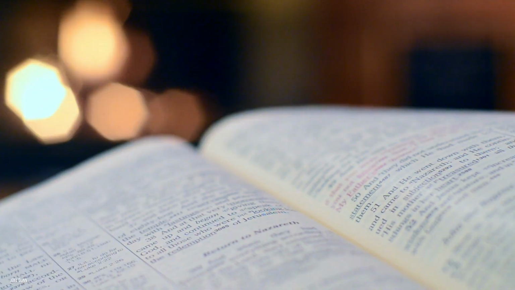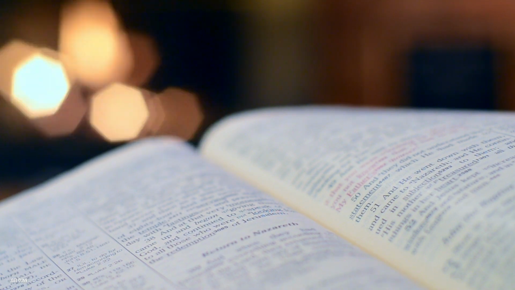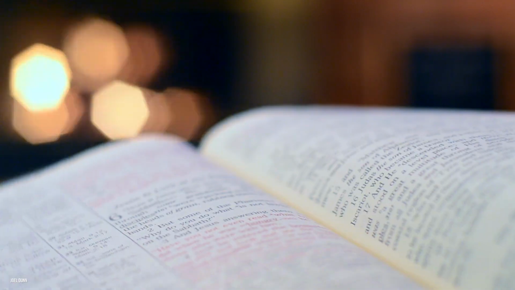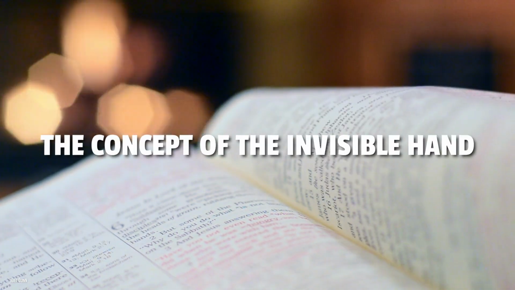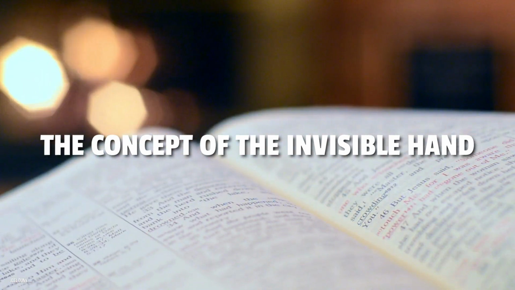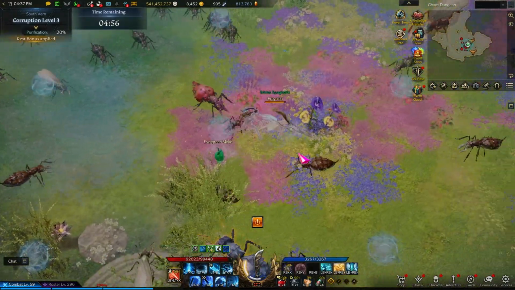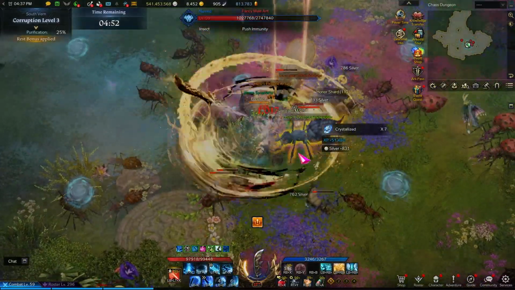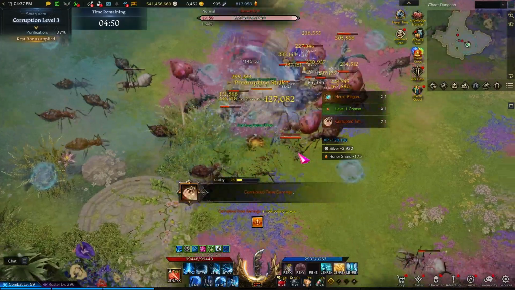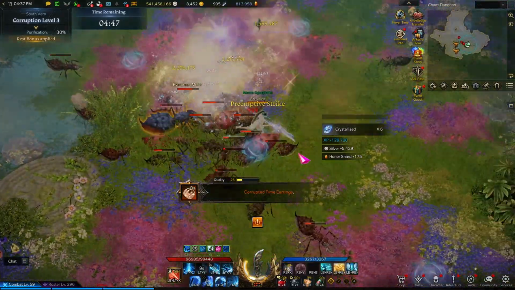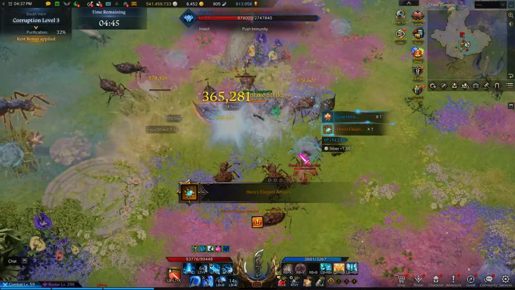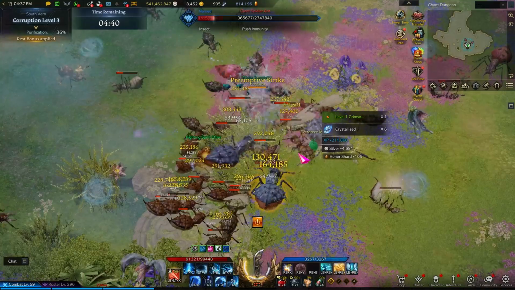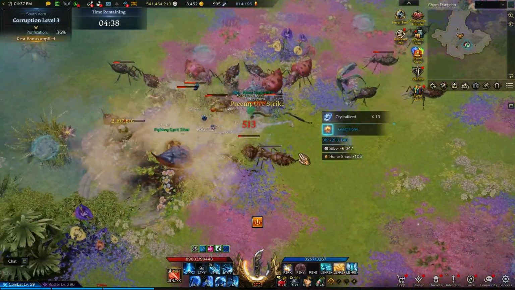The Wealth of Nations itself has approximately 1180 pages, so we're going to start easy by discussing one of the main ideas that Adam Smith wrote about in the book, the concept of the invisible hand. To understand this concept, let's imagine a multiplayer game where players can buy and sell virtual items in an in-game marketplace. In this game, there is no central authority controlling prices or deciding what items should be available. Instead, each player acts in their own self-interest, trying to get the best deals for themselves.